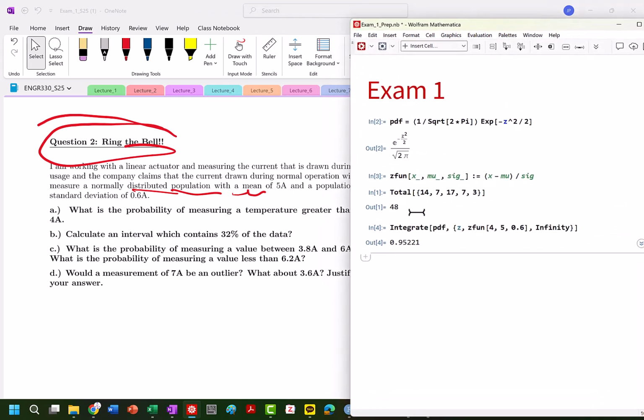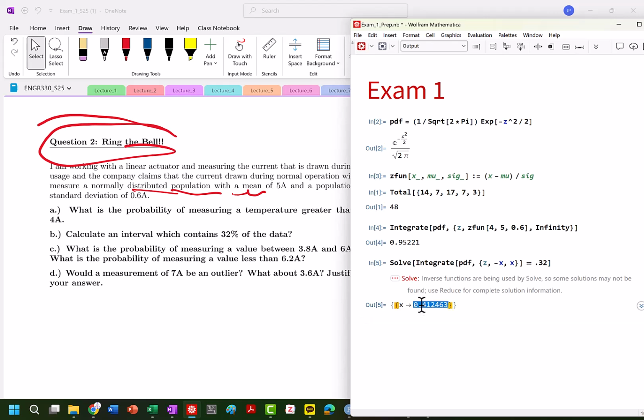Calculate an interval which contains 32% of the data. So now what we're going to do is integrate from minus x to x, and we need to solve for what value of x, what interval, will give me 0.32 of my data. So that is our z value. Now let's go ahead and solve my z function. x is my unknown, and my mu is going to be 5.6. Set this equal to this, so that'll be my upper bound, and this will be my lower bound. Beautiful. That's the interval. Fantastic.